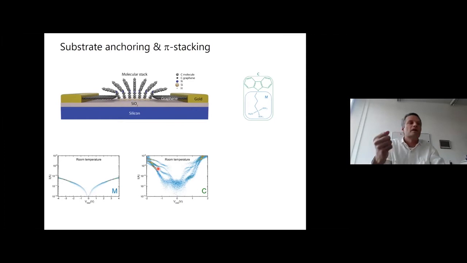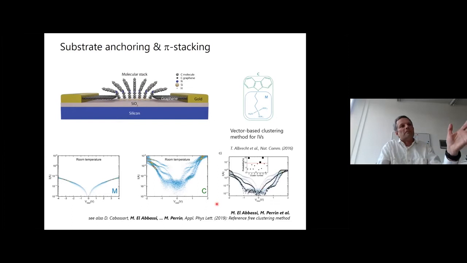So how do we do that, right? Then we just thought, well, that means that the overlap between these molecules here is not sufficient. The pi stacking is not strong enough to mechanically stabilize. It seems the molecules bind to the substrate, they attach, but they still move around too much and reorganize too much.